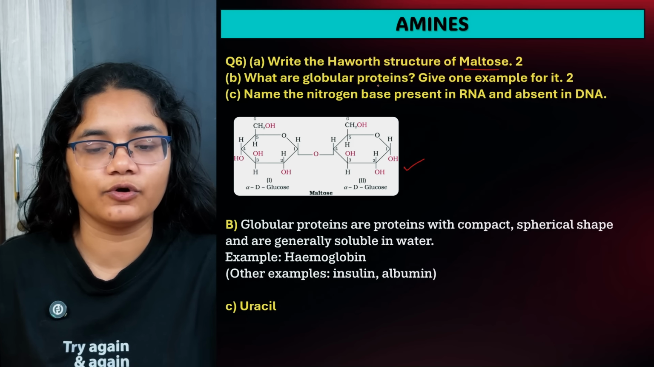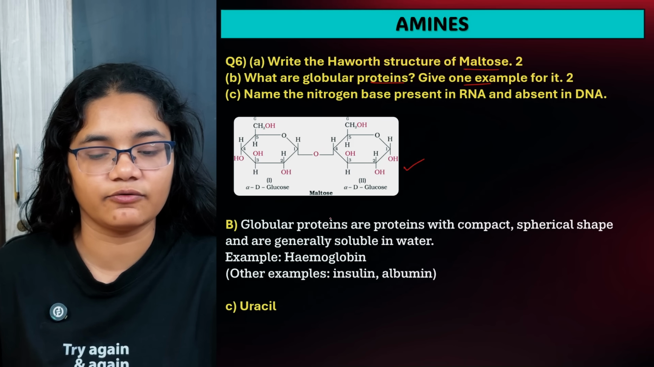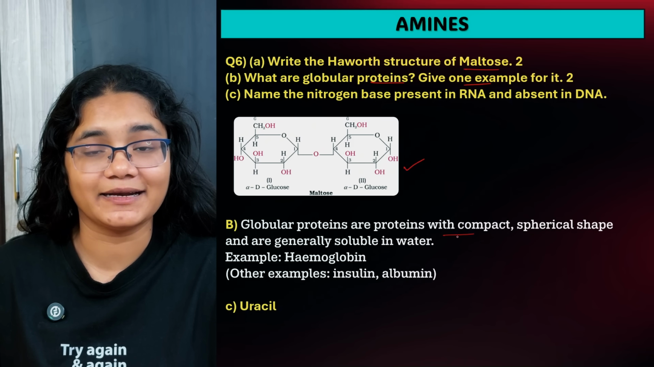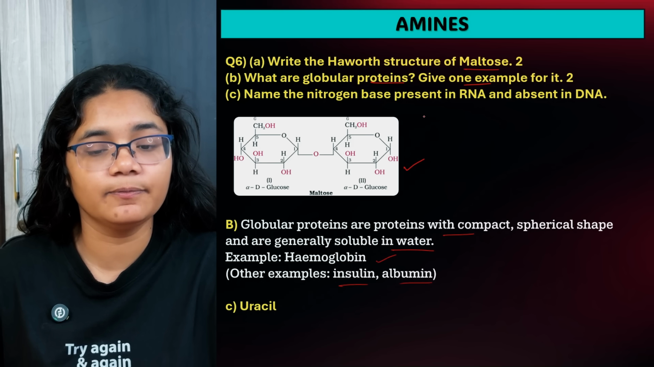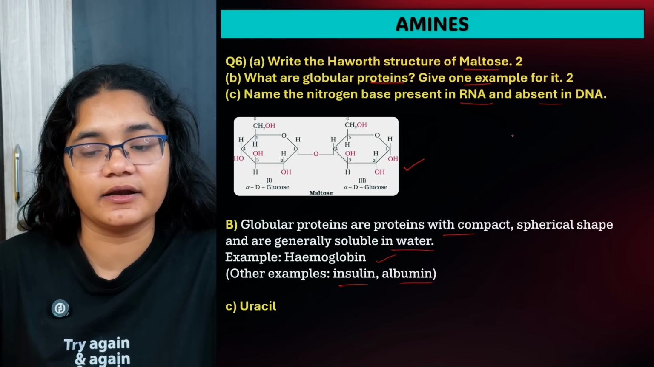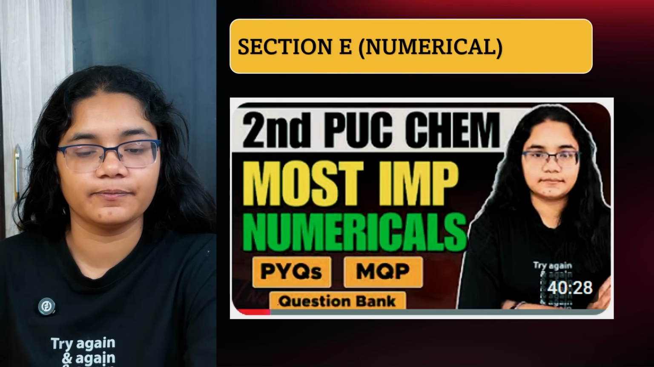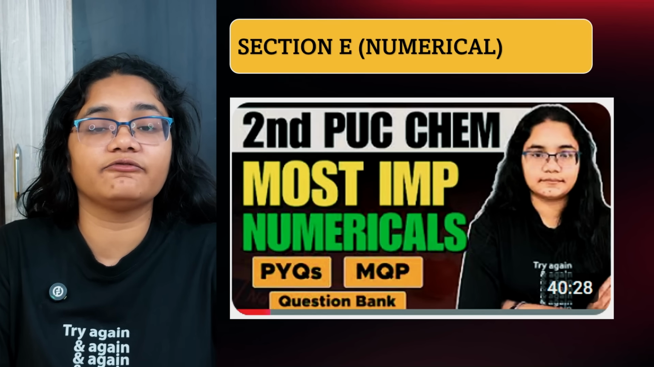Next one, we have draw the Haworth structure of maltose. So this structure you have to draw. What is globular protein, and give an example of it. So these are those proteins which are compact and spherical in shape and soluble in water. Examples are hemoglobin, insulin, albumin. Name the nitrogenous base present in RNA but absent in DNA. That is your uracil. So students, these were the most important 5-marker questions.